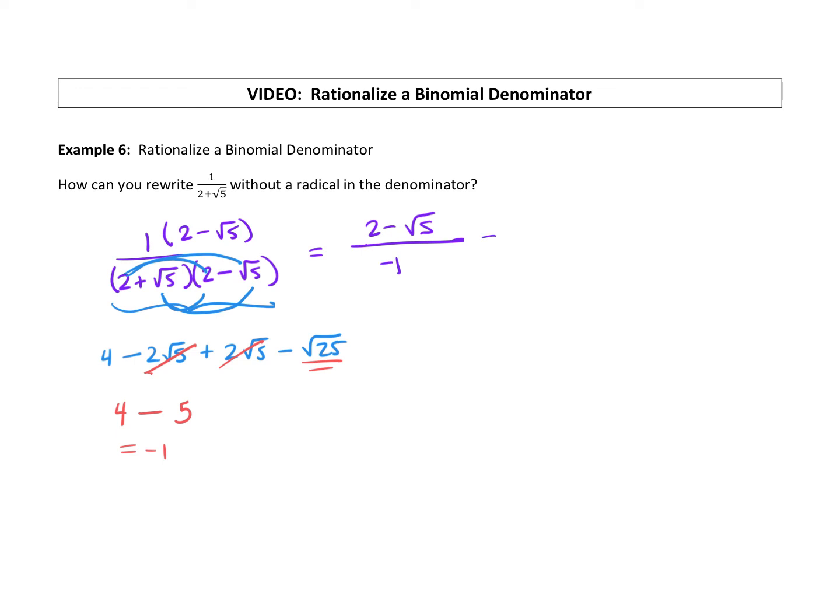All right, now to simplify this, we're going to take the 2 and divide it by negative 1, minus our root 5 divided by a negative 1. 2 divided by negative 1 is negative 2. And then here we have a negative root 5 divided by a negative 1. That just turns into a positive square root of 5. And there's our simplified answer.